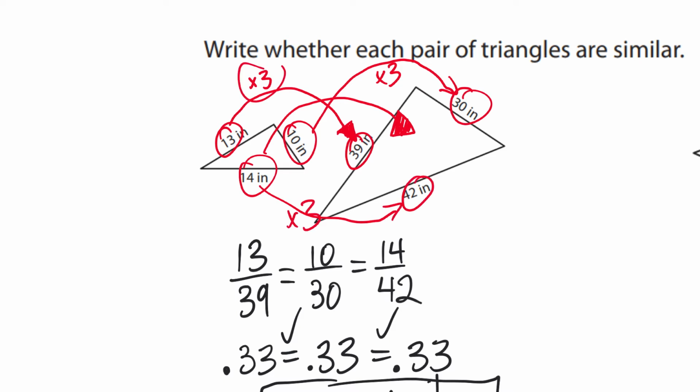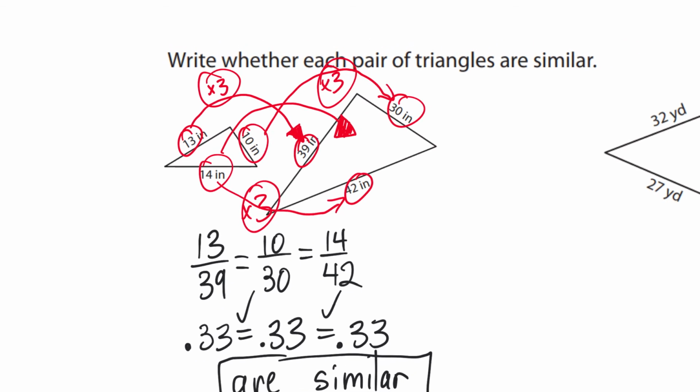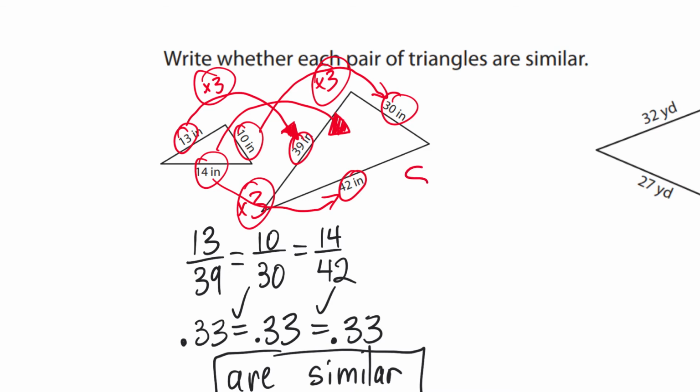Times 3. So notice, it's the way it's going to be because this is similar, but that right there tells me that's the scale factor in this problem. The scale factor is 3 on this one, whenever you're going from the smaller one to the bigger one. It's the number you multiply by. Okay? We're multiplying by 3 on that one.